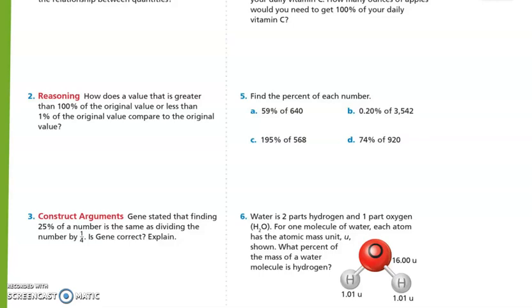So in this lesson, we learned how to use a proportion to find a percent of a number. So we're going to start with the percent, which is 59 over 100. That's going to be the first part of our proportion. And 100% goes with the total number, which is 640, and we'll put X on the top. That's how we can set this up.